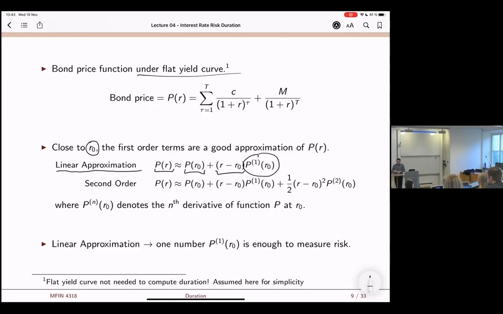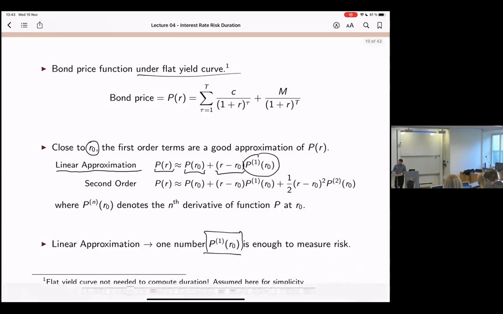And in a sense, what it tells us is that, if you want to approximate interest rate risk with this first order approximation, there's only one thing we need to know, one number, which is the first order derivative of the price function, P'(R0), right? And as we can imagine, this would be very related to the concept of duration, right? This is how much the price changes locally, close to this point R0, with the rate.